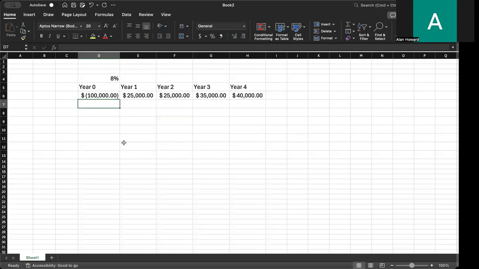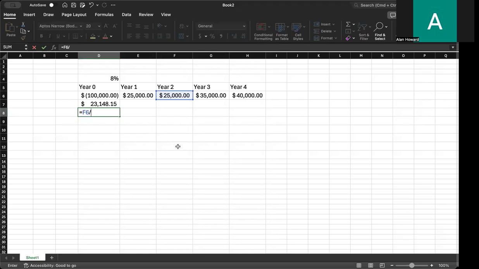So let's get started here. Basically, we're just going to be discounting these back to time zero. We're going to take our cash flow of $25,000 in year one and divide it by one plus our discount rate or interest rate of 8%. That's all we're going to do for year one, and we get a cash flow of $23,148.